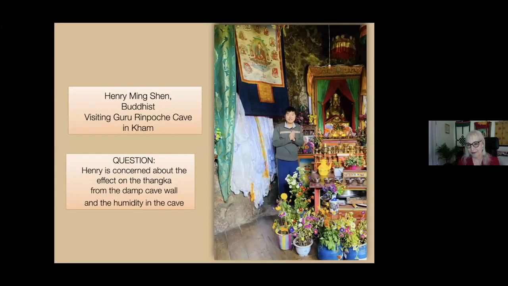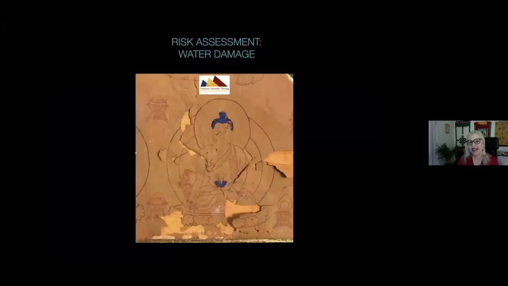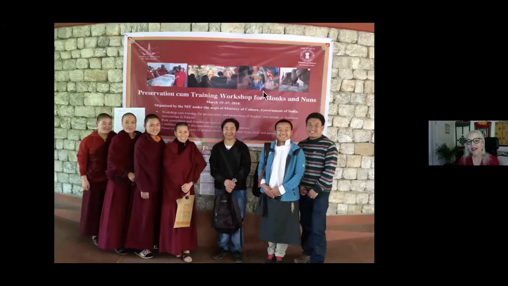Henry, who's watching, went to a very important cave of Guru Rinpoche and was concerned about this thangka because water was pouring down the cave wall from the outside. He was very concerned about it. What risk and hazard is that? It's about water damage. And indeed, that is something we can talk about for the preservation of your thangkas. These risks and hazards workshops go very well in monasteries because they're practical and low cost.